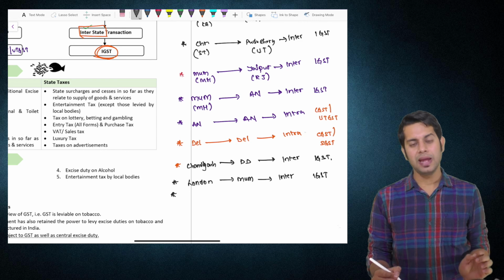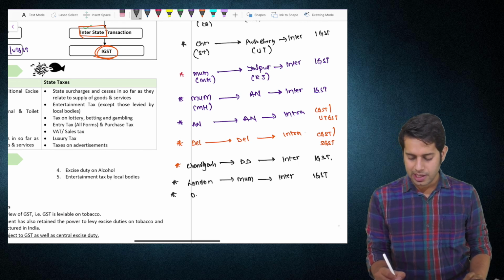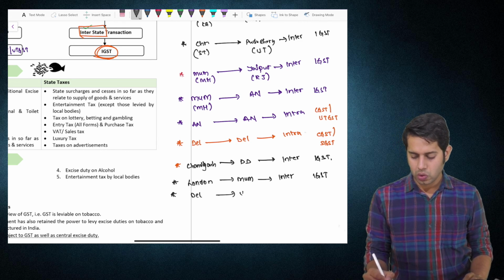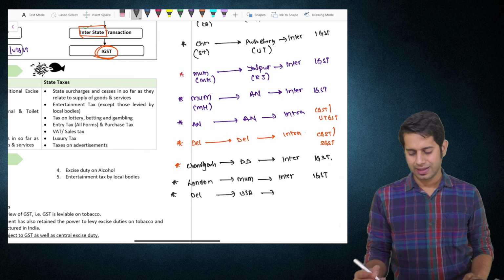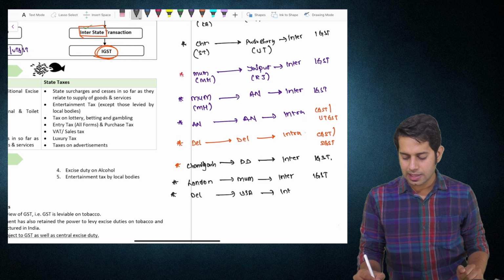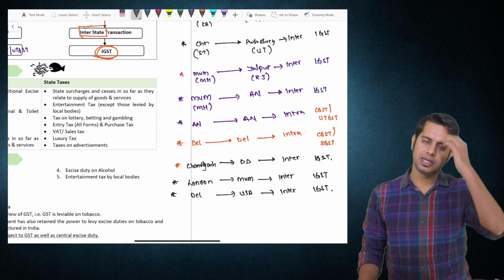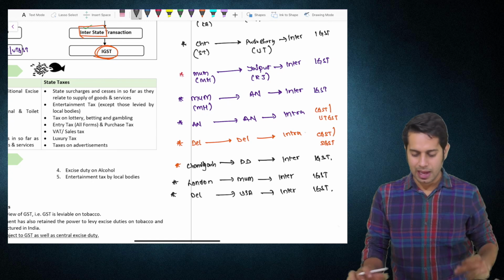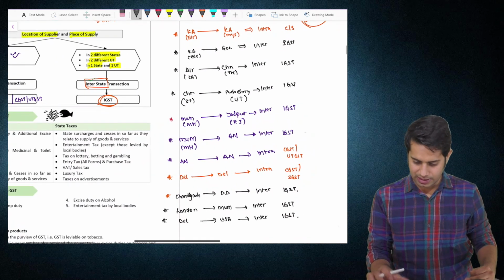Sir, what if the supply has been made from Delhi to USA, America? If the supply has been made from Delhi to America, it is export. That is also treated as interstate supply and I levy something called IGST.